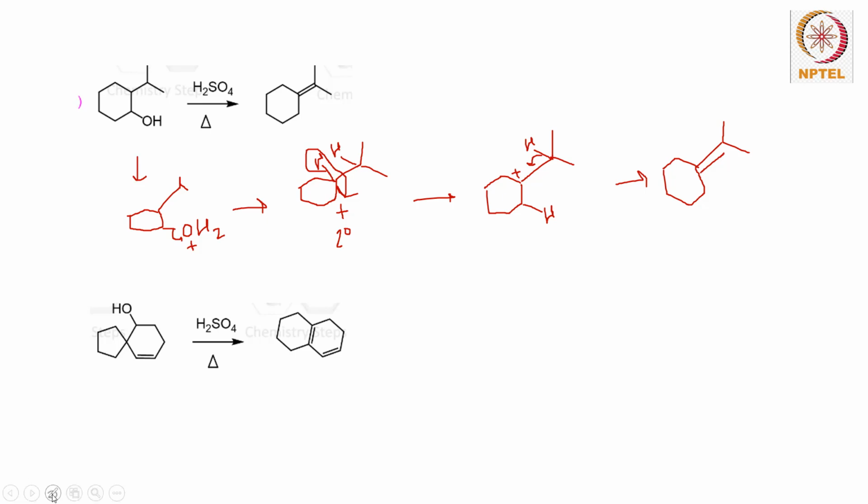So what is substitution? There are 2 types of substitution. One is nucleophilic, another is electrophilic. What is nucleophilic? If a nucleophile is coming and substituting hydrogen, that will become nucleophilic substitution, because the nucleophile is coming and substituting. And electrophilic substitution means when the electrophile is substituting.